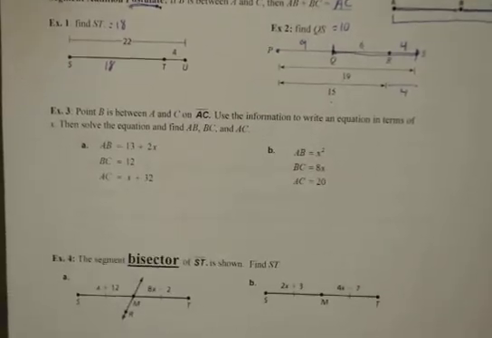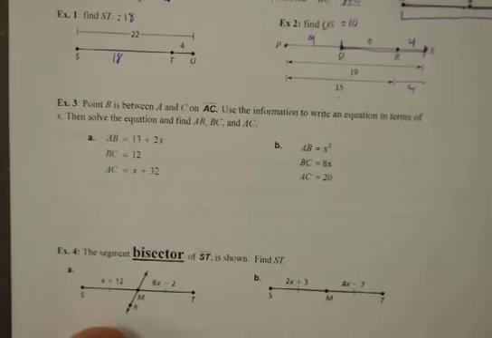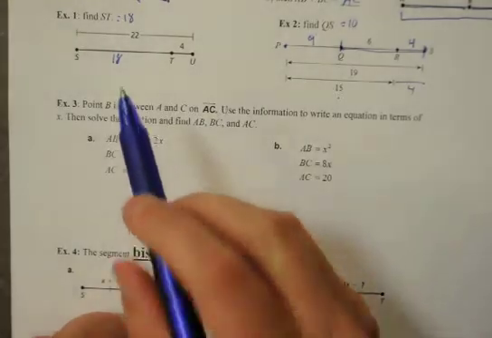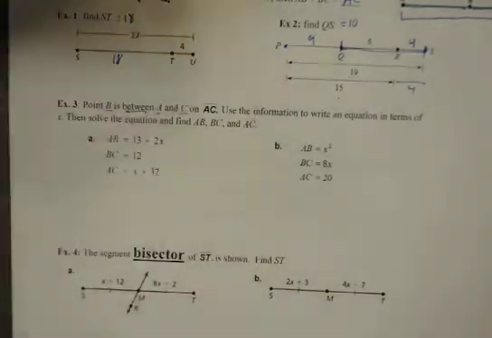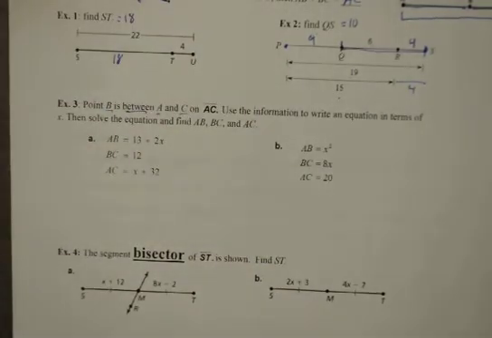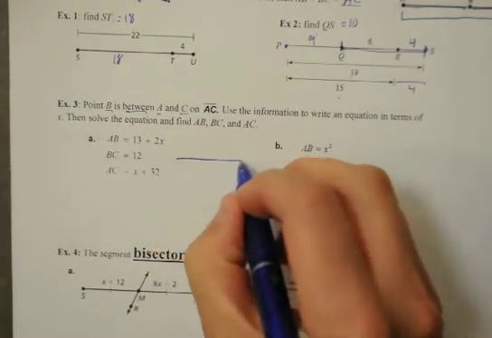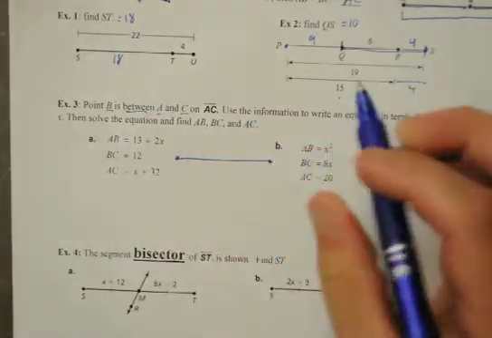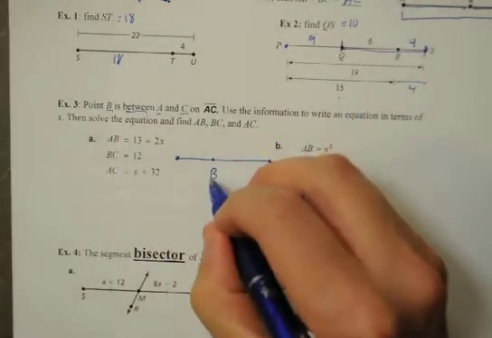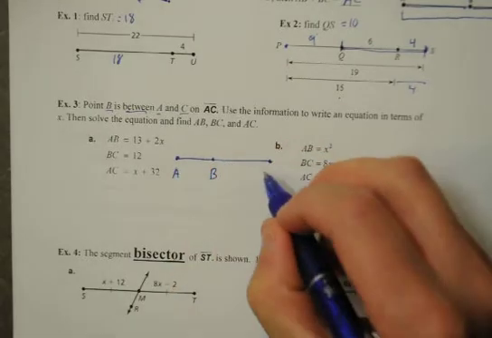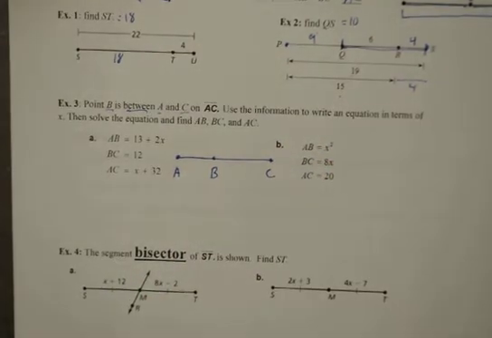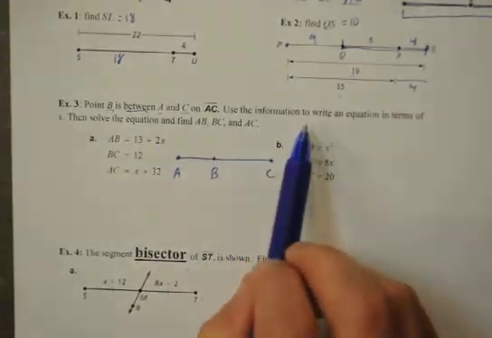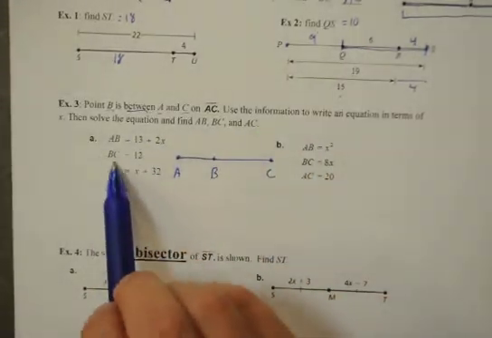Alright, next. Here's a sentence: point B is between A and C. You're going to have to know how to draw that picture. So that would look something like this. Point B is between A and C. B is between A and C. And I'm going to go in and label these pieces.